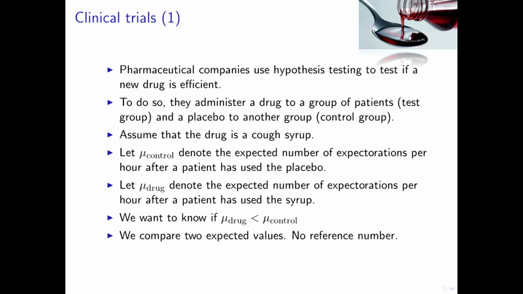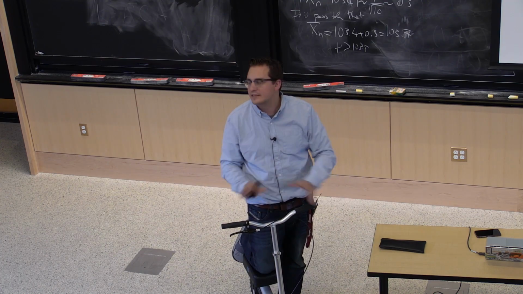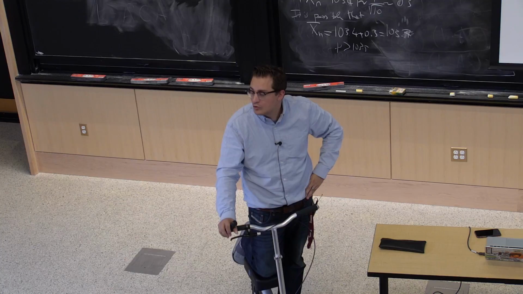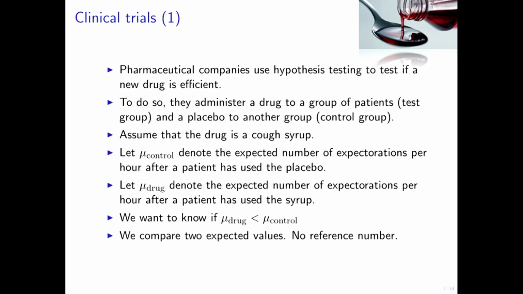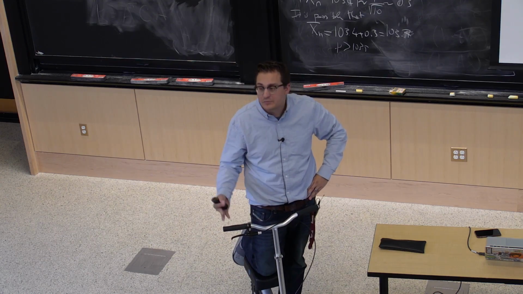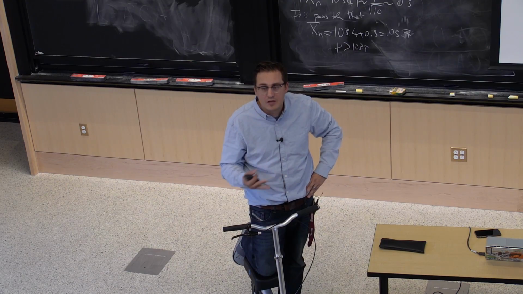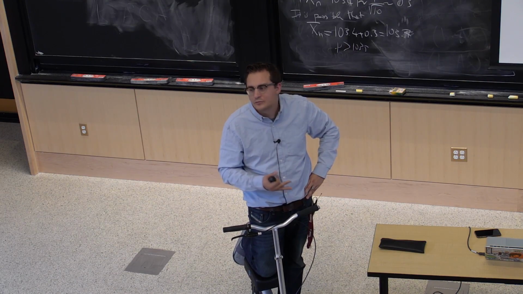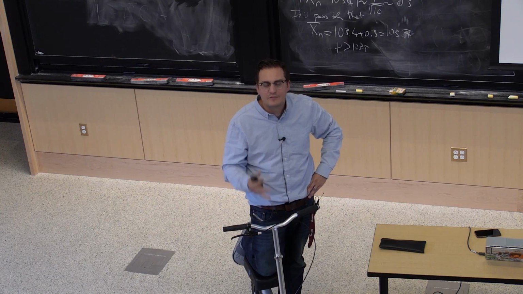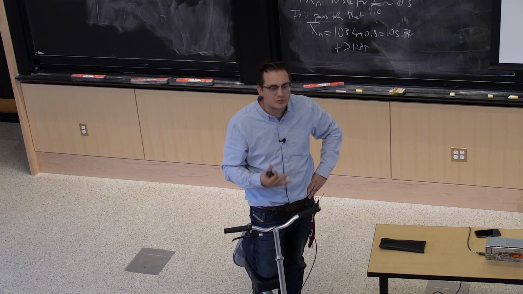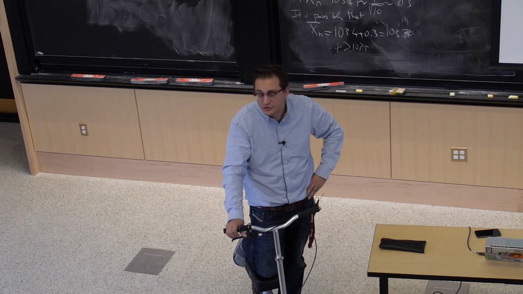So I have just the expected number, right? This is a number I don't know because I don't have access to the entire population of people who will ever take this cough syrup. And so I will call it mu control for the control group. Those are the people who've been given just sugar, like maple syrup. And mu drug are those people who are given the actual syrup. Okay? And you can imagine that maybe maple syrup will have an effect on expectorations per hour just because it's sweet and it helps. And so we don't know what this effect is going to be. We just want to measure if the drug is actually having a better impact on expectorations per hour than pure maple syrup. Okay?